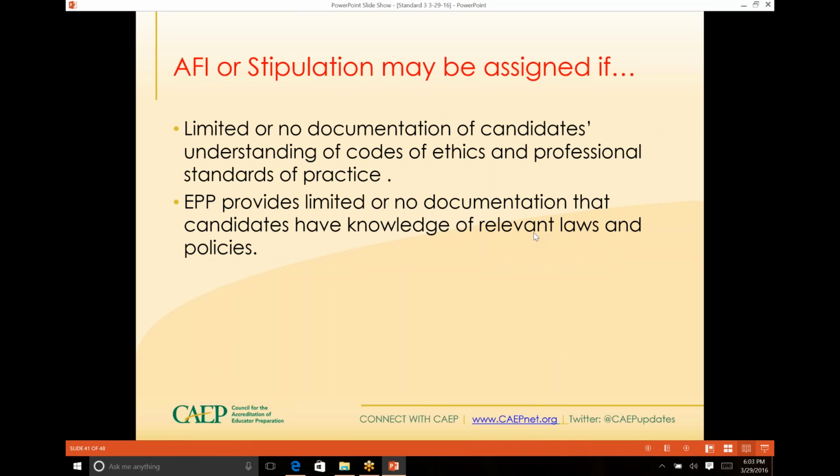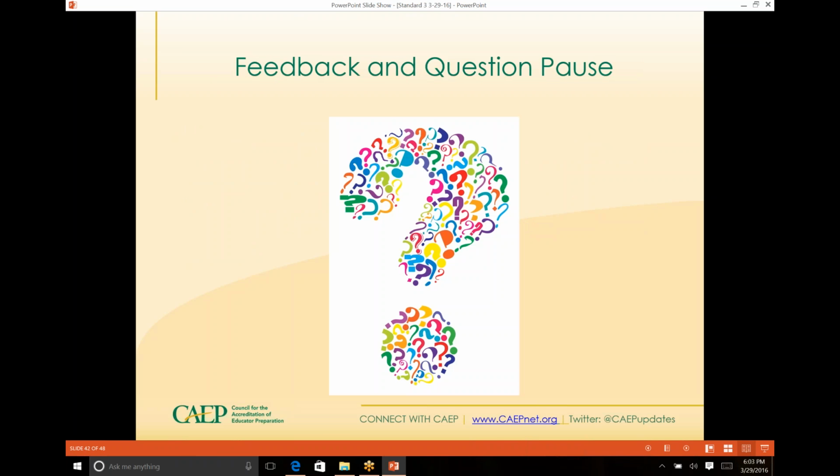Where you might get a stipulation here is if there's no documentation of their understanding this, or if you can provide little or no documentation that they know what the relevant laws and policies are in their state for certification. So, yeah, that's about it for this particular one.